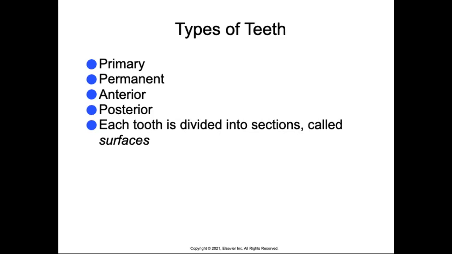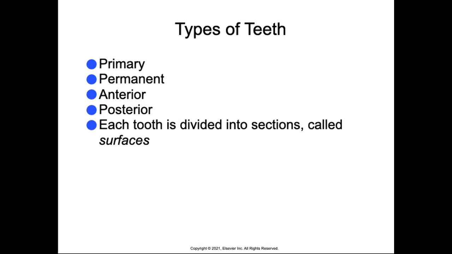The anterior teeth refers to teeth that include the canines and forward. So any teeth that include the canine teeth and any teeth in front of those are the anterior teeth. The posterior teeth are the back teeth. So these are any teeth behind the canine teeth and back.